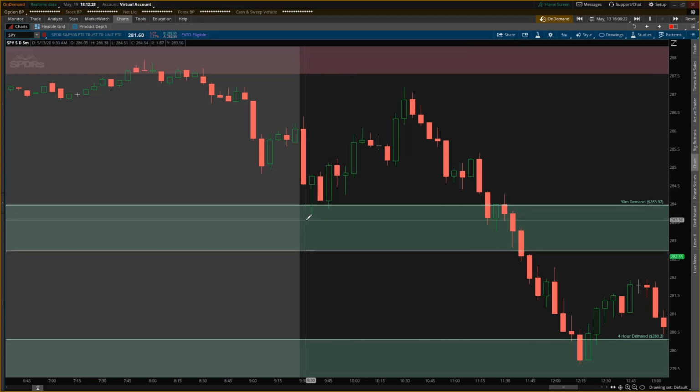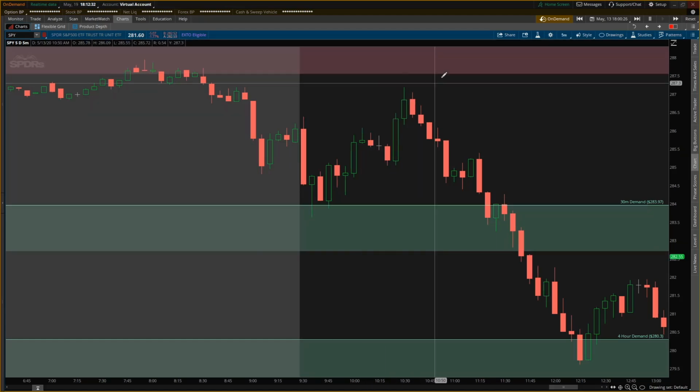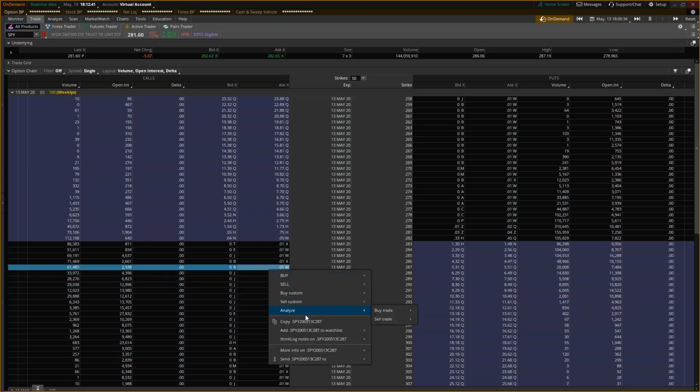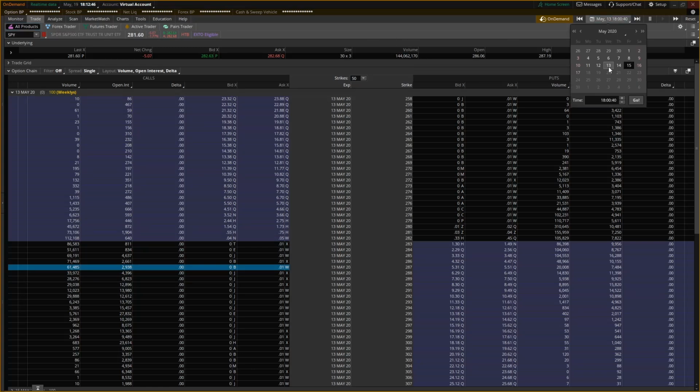Our stop loss is below this low of day, and our take profit target is at the 287.50 area, which is supply. So I'm going to go in here and buy, let's say, the 288 contracts for today's expiration. In this case, it is a Wednesday, so these contracts expire today. They have 0 DTE, which is basically days to expiration.